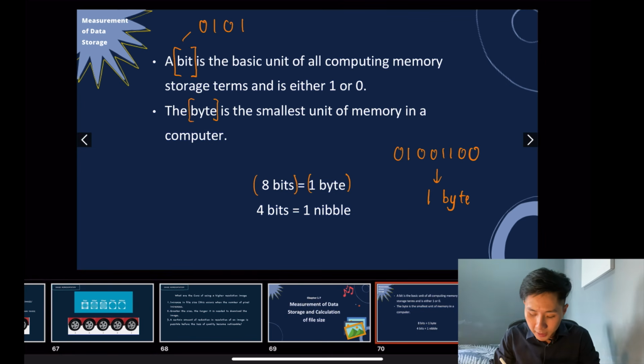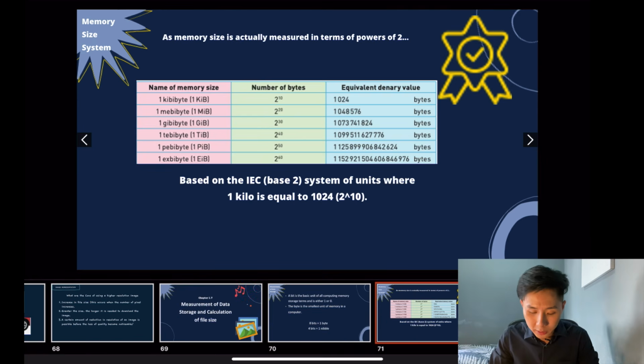Another terminology that you have to remember is called the nibble, which is half a byte, 4 bits. All right, so that's the basic terminology. But we know that computers can store a lot of bits. Therefore, a better organization system is needed, which we will learn is called the IEC base 2 system of units, where 1 kilo is equal to 2 to the power of 10 bytes, which is equivalent to 1024 bytes.